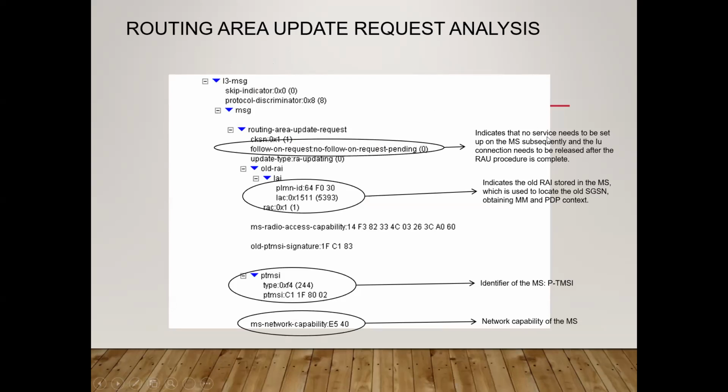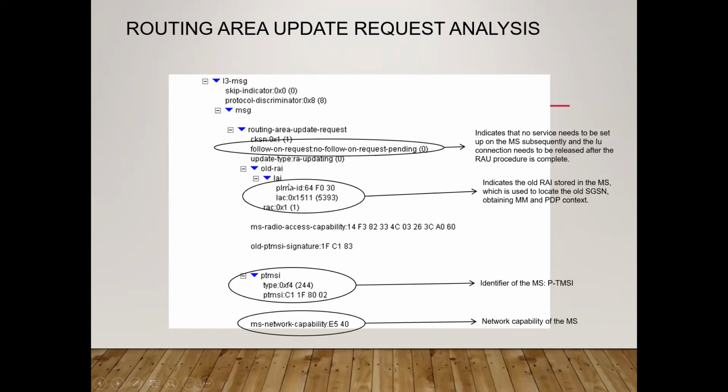Okay, this indicates that no service needs to be set on the MS subsequently, and the Iu connection needs to be released after the routing area update is completed. So there is no follow-on. There is no request that the MS is going to send. So once you have updated the routing area, you can release the Iu link so that it can be used by other subscribers as well.